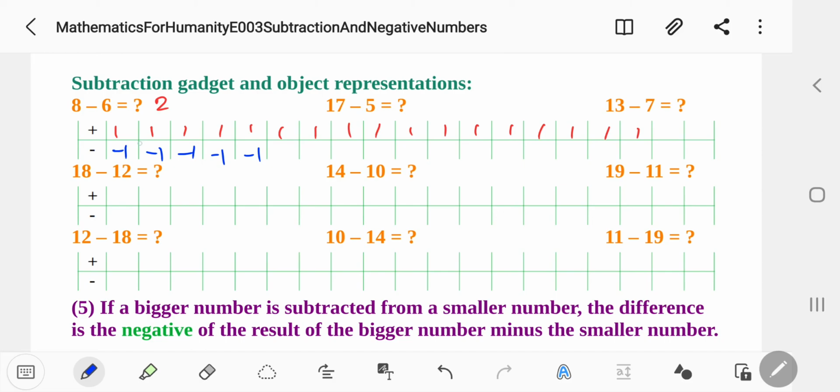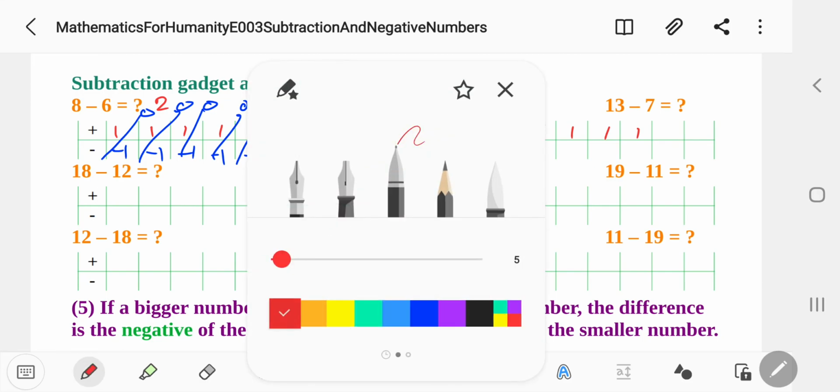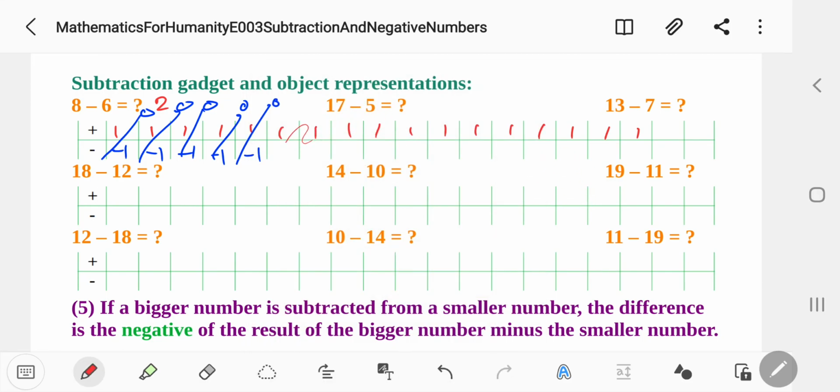So you can cancel because 1 minus 1 gives us what? 0, right? So this is 0, and this one is 0, and this one is also 0, this one is also 0, and this one is also 0. What's left is we have 1. We can count them. We have 1, 2, 3, 4, 5, 6, 7, 8, 9, 10, 11, 12. So 17 minus 5 is 12.